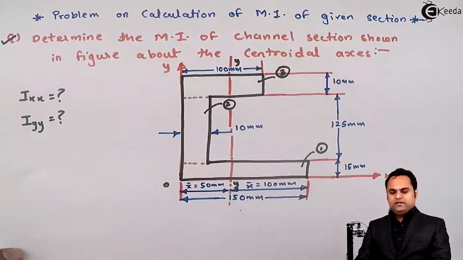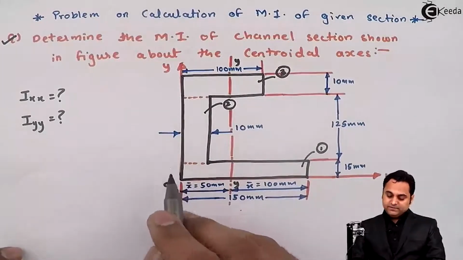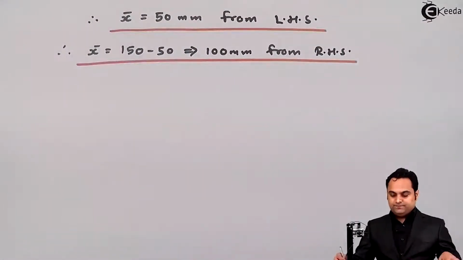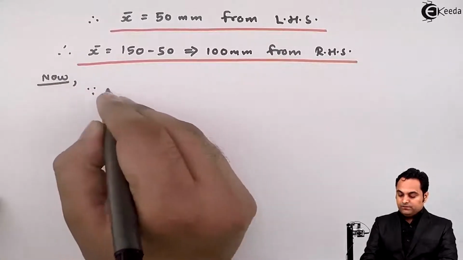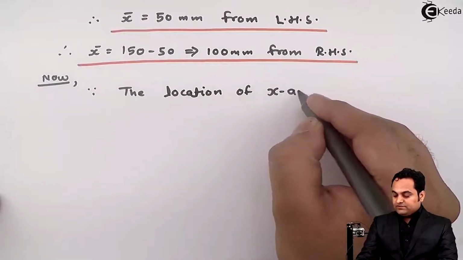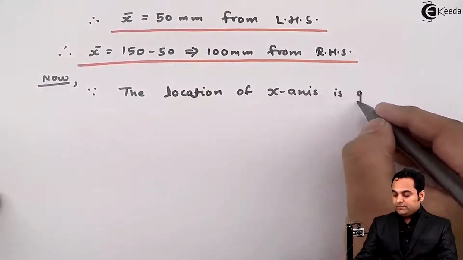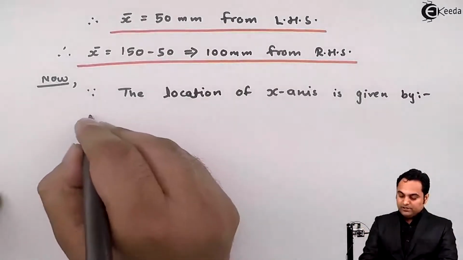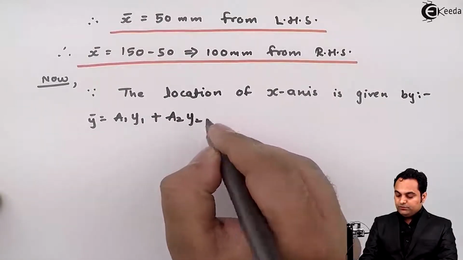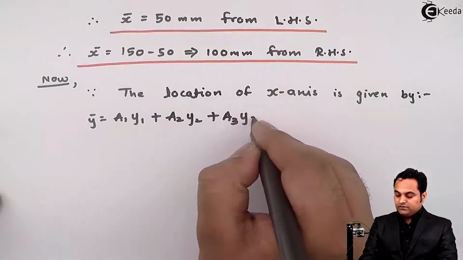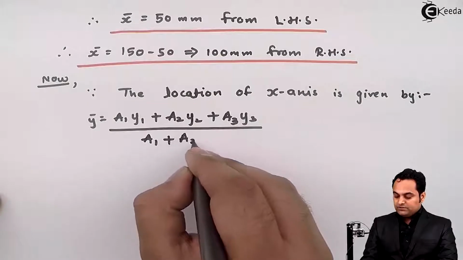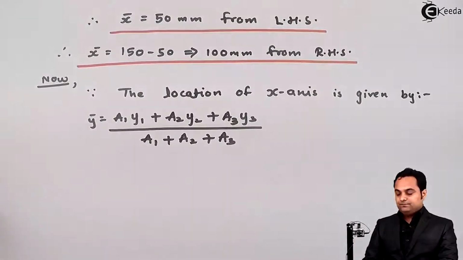Now similarly we would be calculating the x-axis, and the x-axis we can calculate by using the formula of y bar. So I'll say that after this, since the location of the x-axis is given by y bar is equal to a1y1 plus a2y2 plus a3y3 upon a1 plus a2 plus a3.